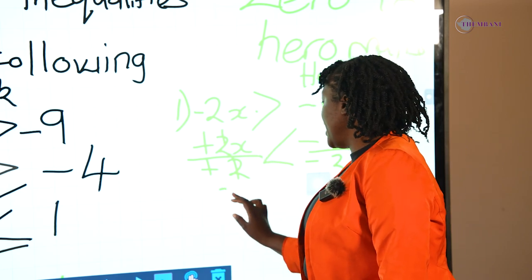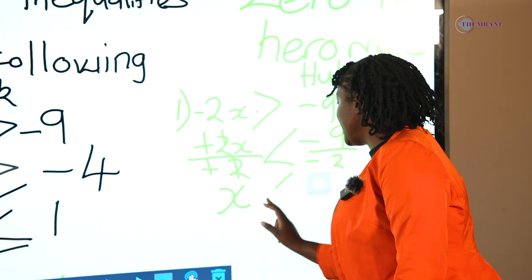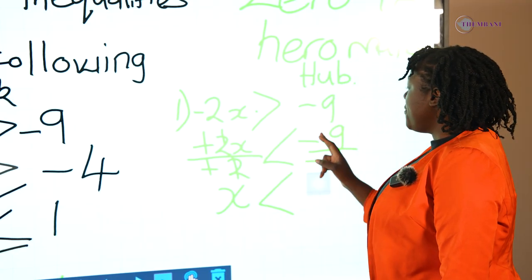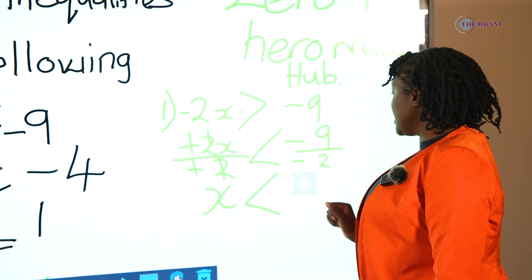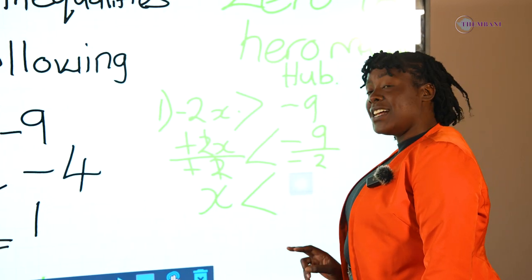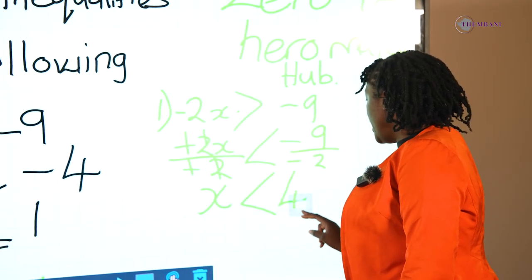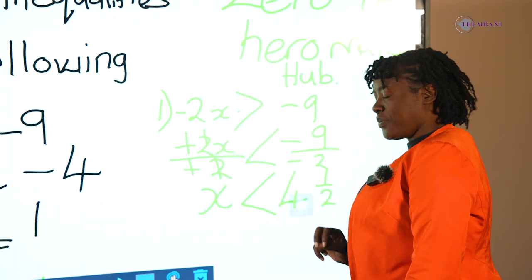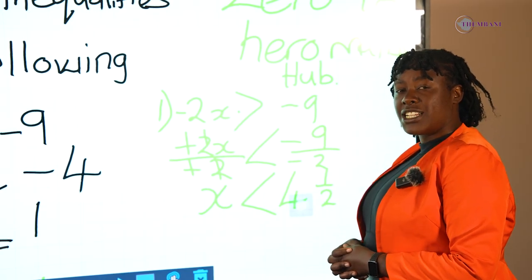So our answer here is x is now less than, because if we divide a negative by a negative, we get a positive. So 9 divided by 2 will give us, as a fraction, 4 and 1 over 2. This will be our solution if we are giving the solution as a fraction.